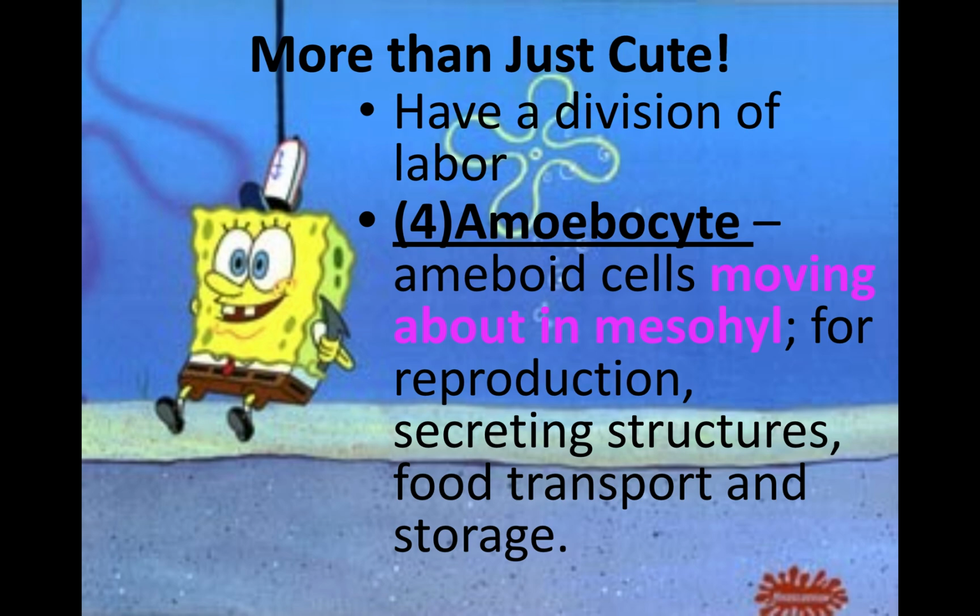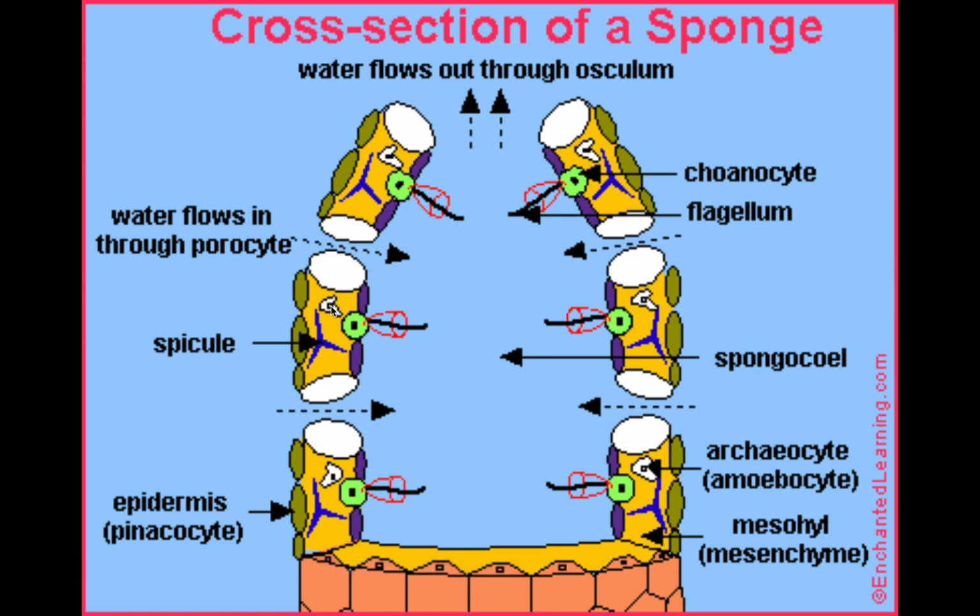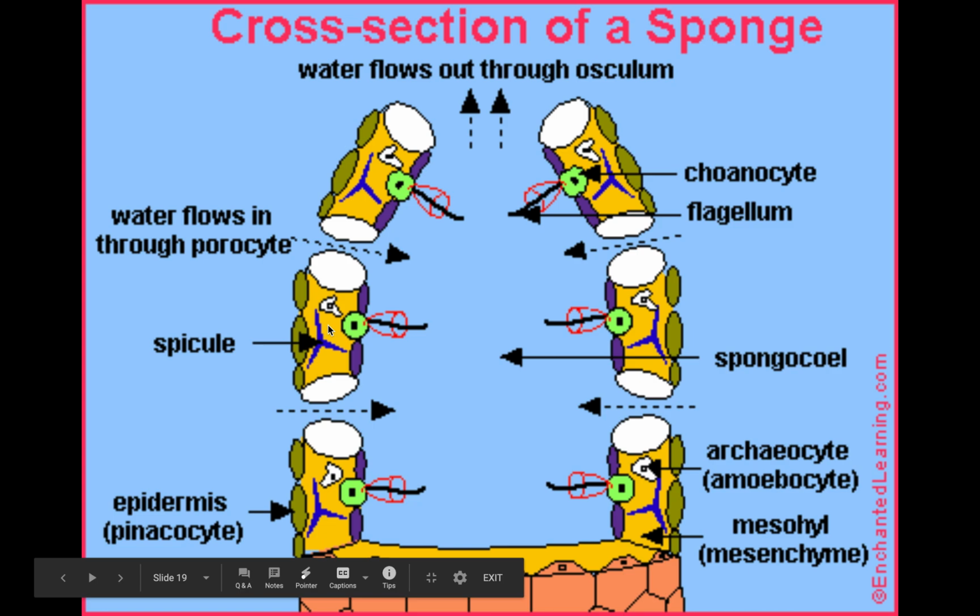So this cell does a lot. Let me show you a picture of it. It is the white cells. Can you see? They would be in the mesohyal, and they kind of move around. They don't have a specific shape. They move by crawling. That's what amoeboid means. But yeah, these are those white cells, the amoebocytes.